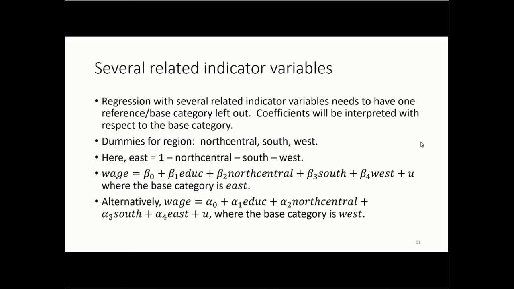Okay, so now let's talk about several related indicator variables. A regression that has several related indicator variables also needs to have one reference or base category left out, and the coefficients will be interpreted with respect to this base category. Here we have dummies for three different regions. Notice that east would be equal to 1 minus these other regions. So we can estimate a model like this where wages are regressed on education and then these regions here. Notice here that east is the category that's missing, so that's the base category. Or we can have wage regressed on these categories where east is included this time, but west is the one that's not in the model. So the base category would be west.